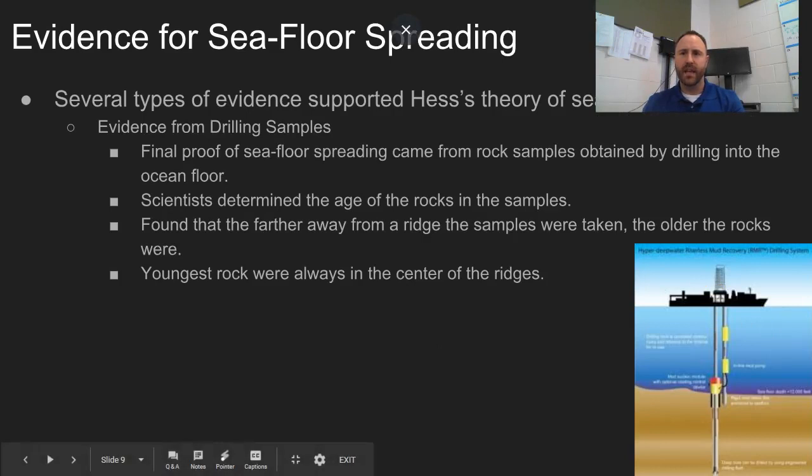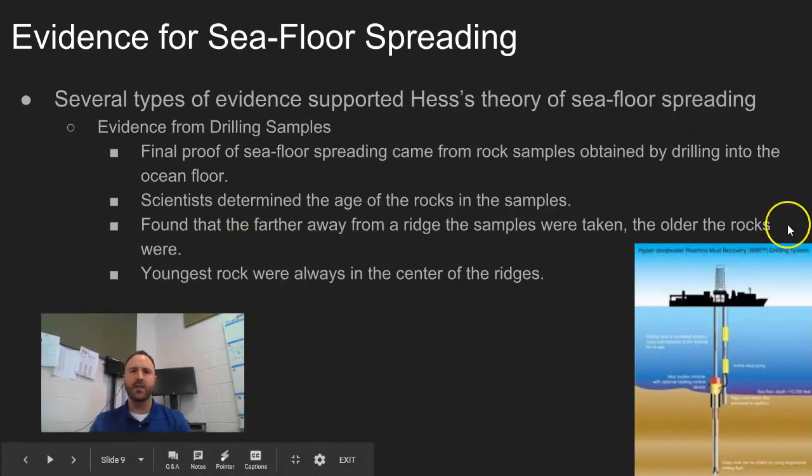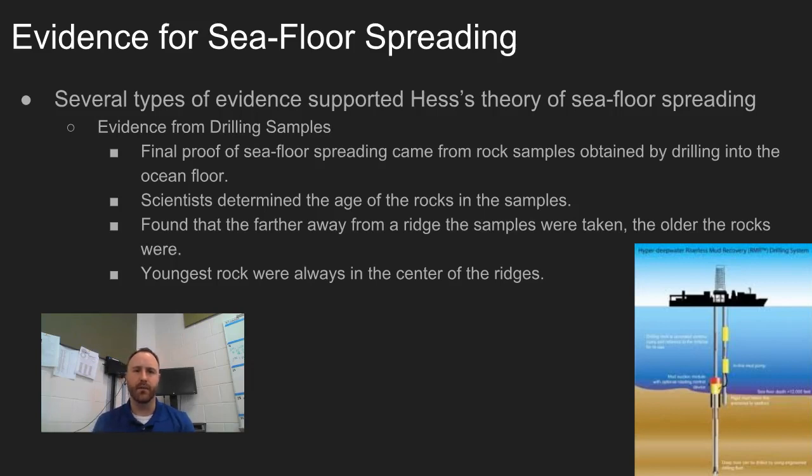Another one is going to be the fact that there are several types of evidence that were there, and this was kind of like the final moment when Hess's theory supported Wegener's theory. And what it was is the fact that they were able to drill into the sea floor.